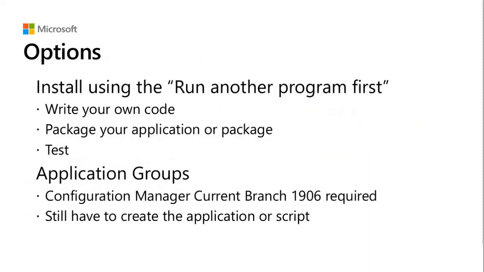So which options do we have out of the box with SCCM itself? Firstly, the option to install to run another program first is definitely always an option. This is where you create a package that you select, and there's an option that you select and you say run another program first, and this will run the package that you first created.